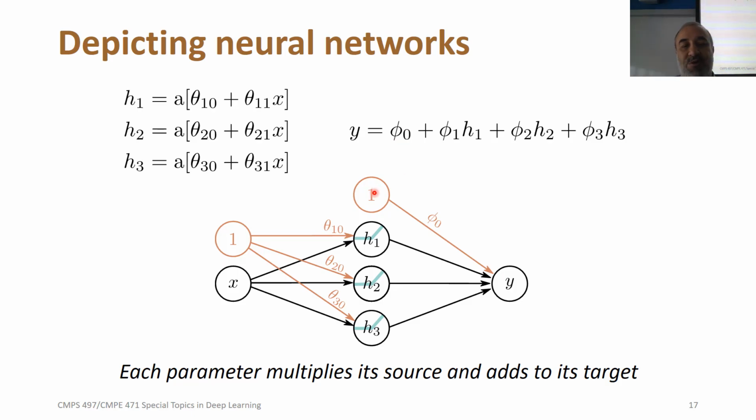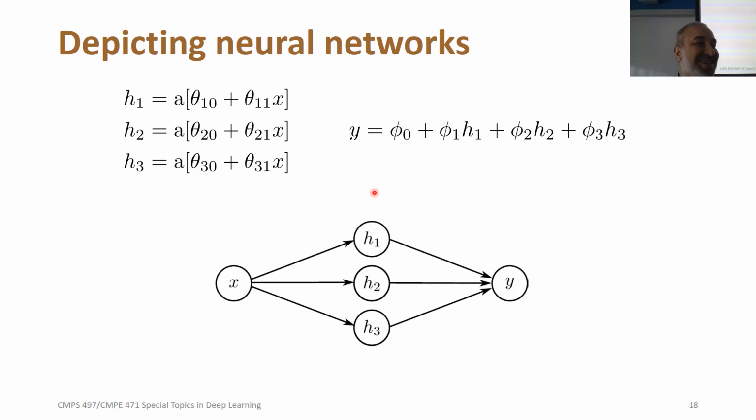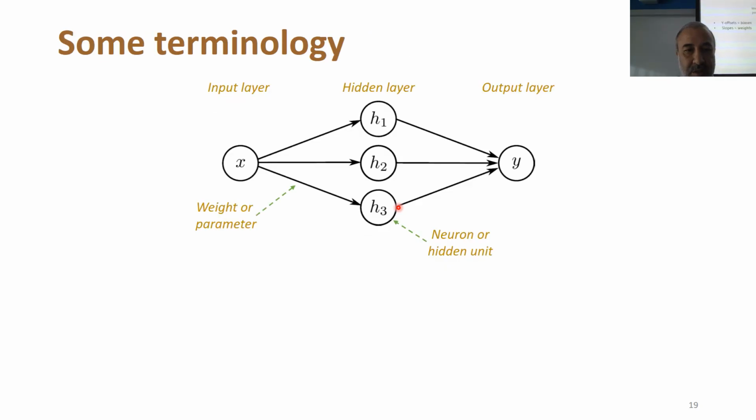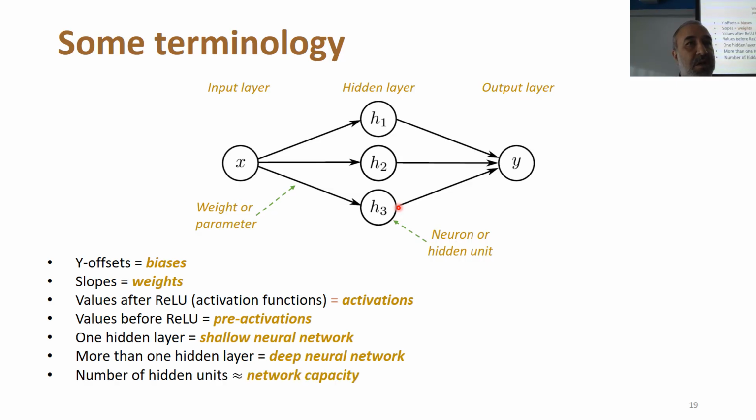But in reality, we don't do that. We don't draw it like that. We just draw the input, the hidden units, and the output. And we assume that for every hidden unit and for the output, there is always a bias added to the input. So what are the parameters of the network with this terminology? The biases and the weights. That's the terminology that we will use. We will never say y offsets or slopes. We will just say weights and biases.